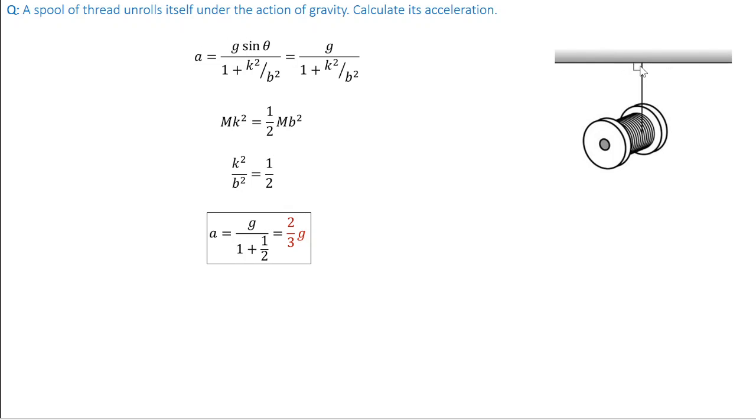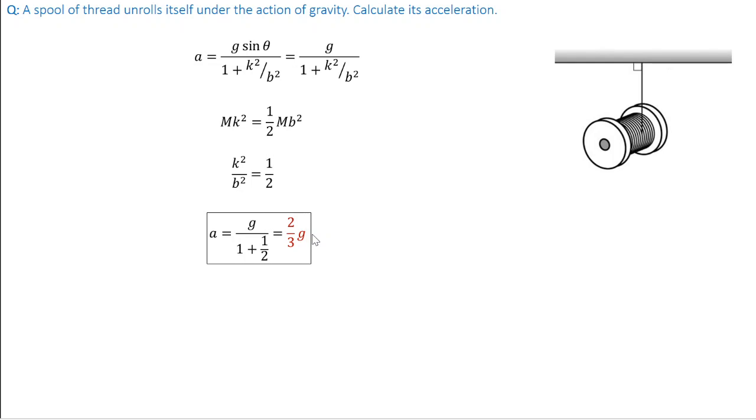Now in our case, this angle is 90 degrees, and sine 90 equals 1. So acceleration a equals g divided by 1 plus k square by b square. Now you can approximate this shape to a disk. In the case of a disk, we know the moment of inertia I naught equals half m b square. So m k square is half m b square, and from this I can write k square by b square equal to half. Substituting, a equals g divided by 1 plus half, which is 2 by 3 g.